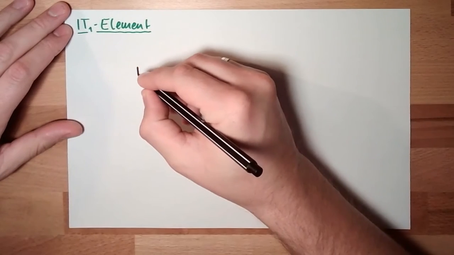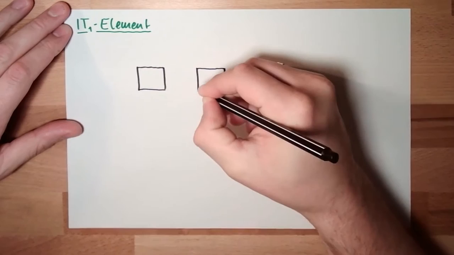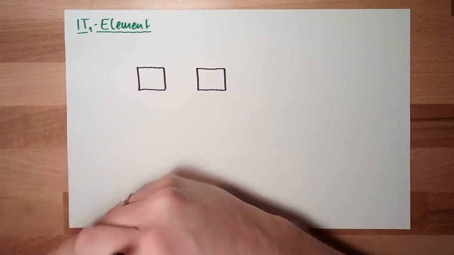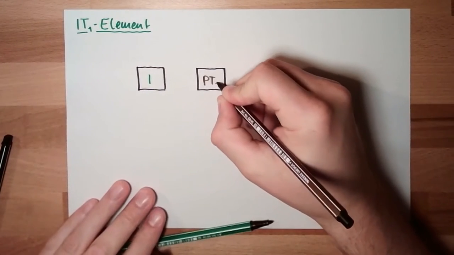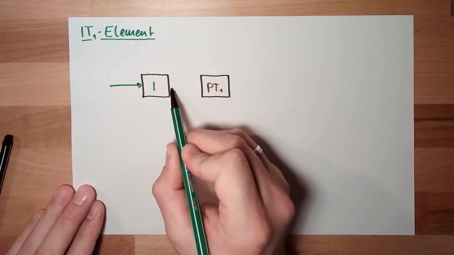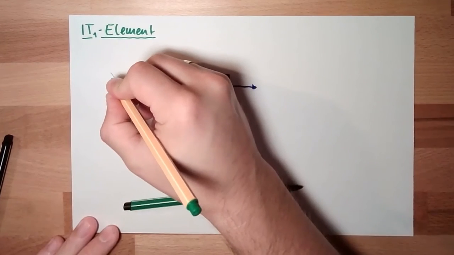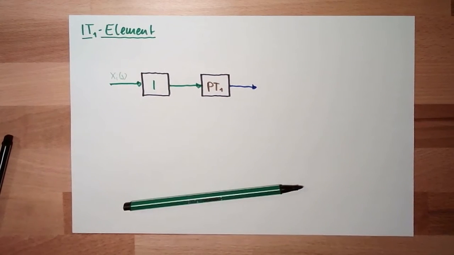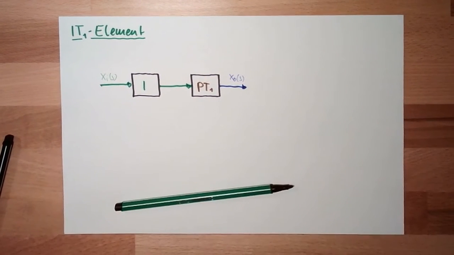Okay. Again, two elements. One element is the I element, and the other one is the PT1 element. We do have an input, the I output, and then we do have an output, XI from S and XO from S. This we had already, okay?